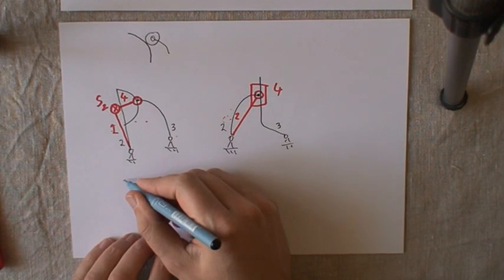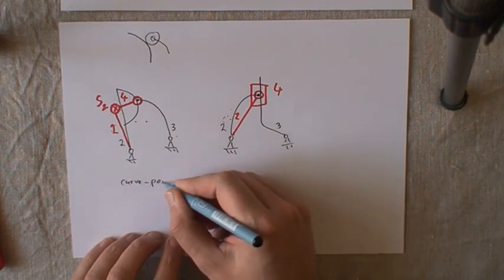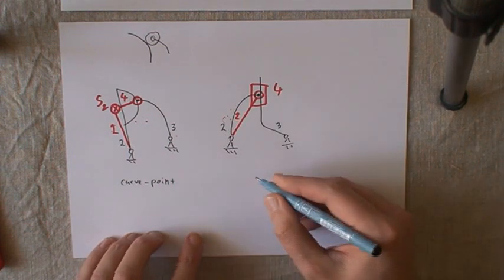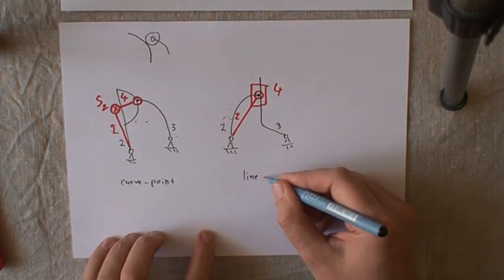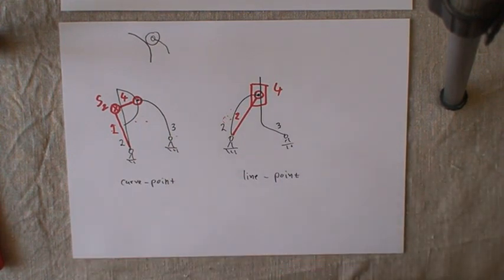So in here we have a curve and point, and we have a line and point here. And well, basically that's it, because once we have the supplementary mechanism, all we have to do is use all the previous knowledge to solve the mechanism.